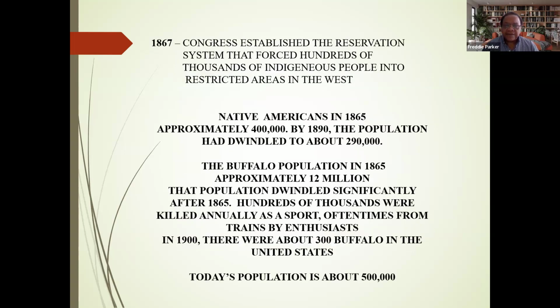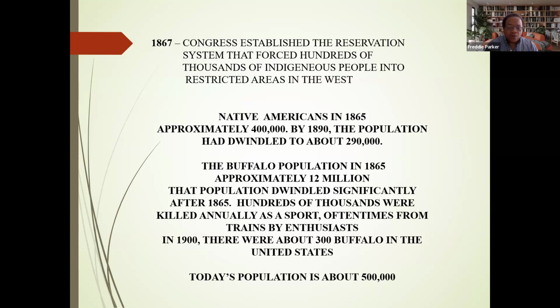And then it was in 1867 that Congress established the reservation system that forced hundreds of thousands of indigenous people into restricted areas in the West. And just as a note here, in 1865, there were approximately 400,000 indigenous people in the United States. 35 years later, that population had dwindled to 290,000. The buffalo population in 1865 was approximately 12 million. That population dwindled significantly after 1865.